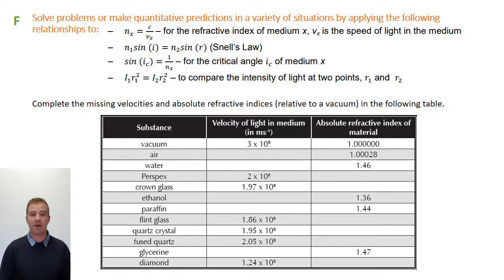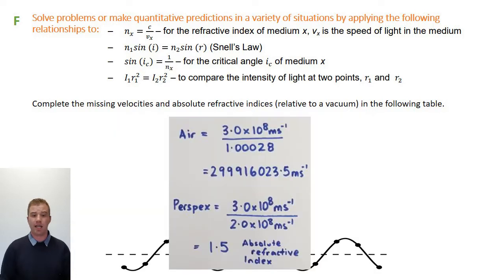Okay, so let's have a look at air and Perspex at least. All you need to do to find the velocity of light in that medium is have the speed of light divided by the absolute refractive index that you got, which was 1.00028, and you'll get that large number in meters per second. Now for Perspex it's the same, however, instead of having the absolute refractive index of the material, you're using the velocity of light in the material, so you've got 2.0 times 10 to the 8 as your denominator, and you've got your refractive index for Perspex as 1.5.